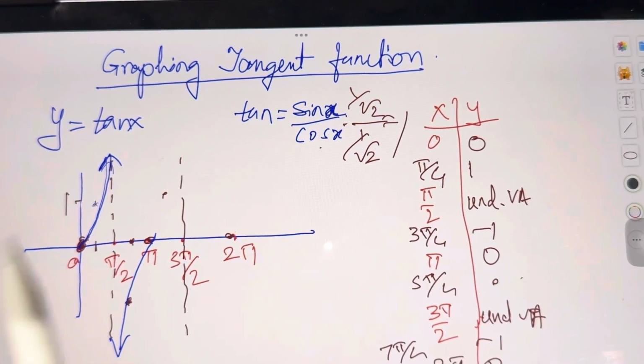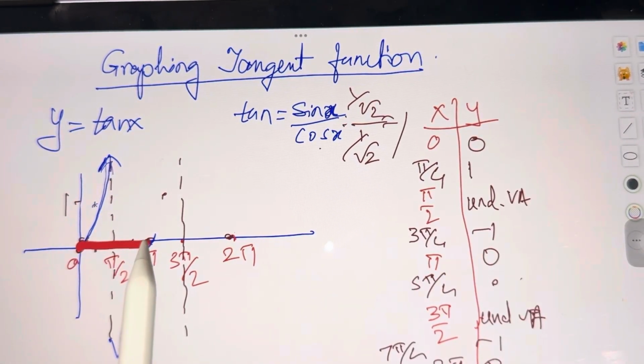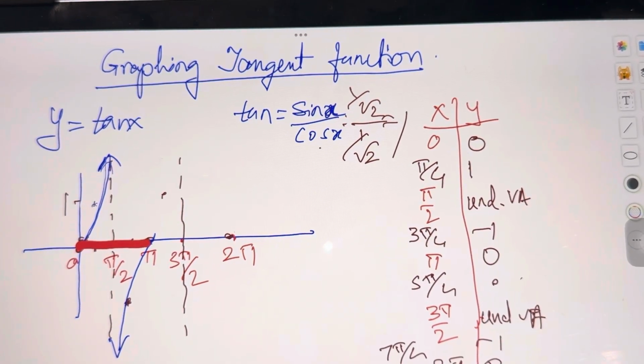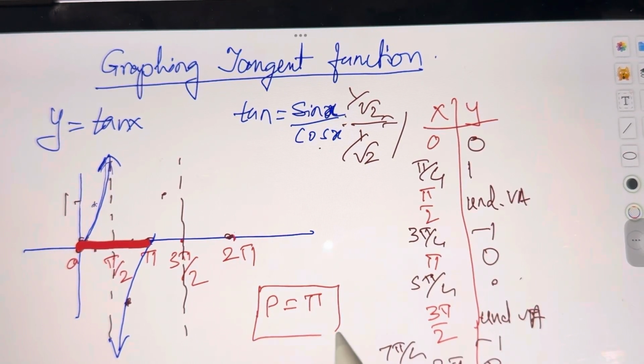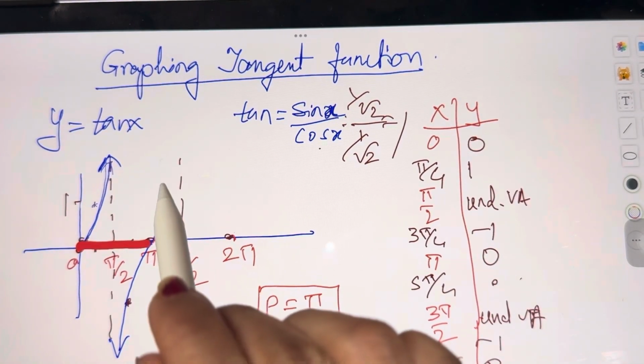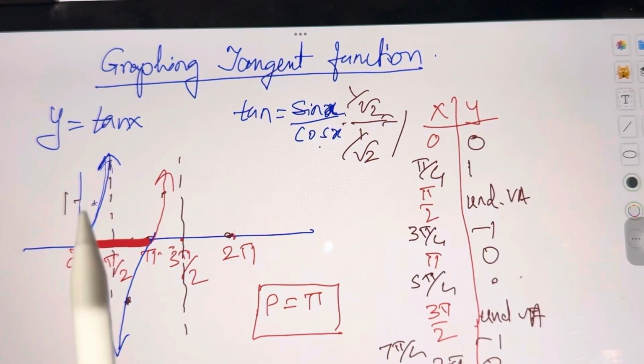So I can see my graph has a period of 0 to pi. That means the period is pi. So I understand here the period for the tan graph is just pi, unlike those four trig ratios, sine, cosine, cosecant and secant, which are all 2 pi. But for tangent it is pi. And yes, you can continue this graph like this, but you have to remember your period is pi.